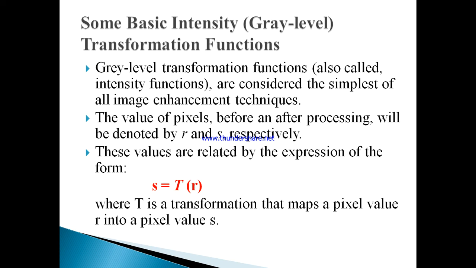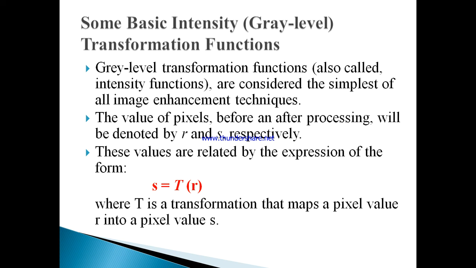So next are some basic gray intensity transformations. These are also called basic intensity functions. What we will be doing is, before processing the pixels and after processing the pixels, we will mark the values as r and s respectively.